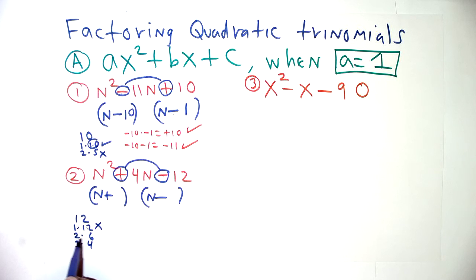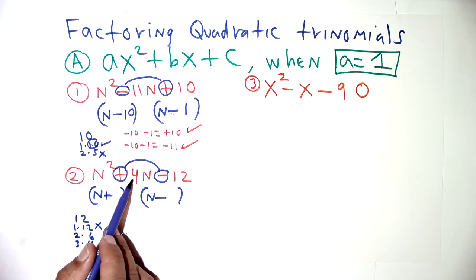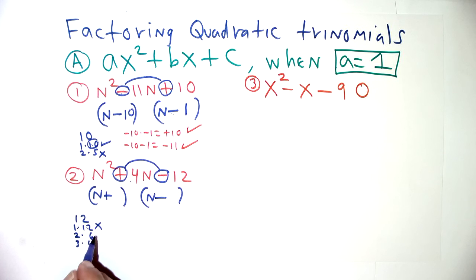How about 6 and 2? Even though 6 plus 2 will give you 8, how about 6 minus 2? See, 6 minus 2 will give you 4. So we know that one is the answer. And let me try the last one just so that you see it. 4 plus 3 is 7. We're not looking for that. And 4 minus 3 is 1. So clearly it's 6 and 2.